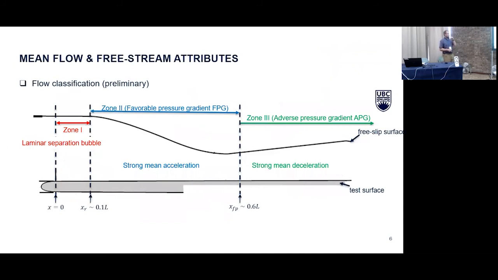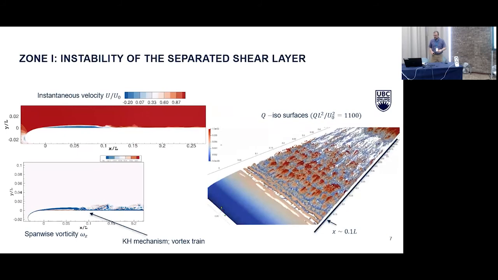To start off, I want to categorize the flow into 3 zones. The first zone is right near the leading edge, where we see a laminar separation bubble. The second zone is in the favorable pressure gradient region, where there's relatively strong mean flow acceleration. And the third zone is after the suction peak, where we have an adverse pressure gradient and relatively strong mean flow deceleration. Let's focus in on zone 1.